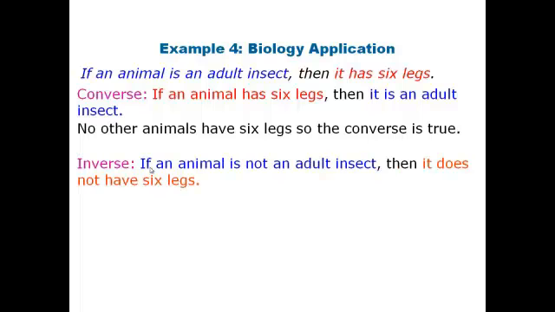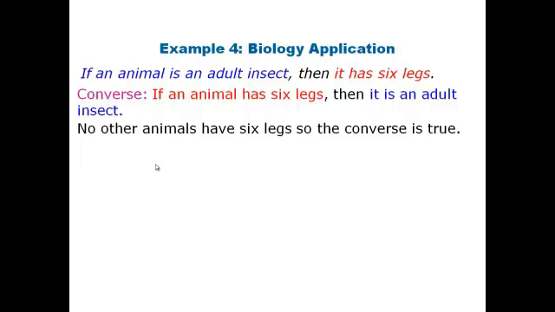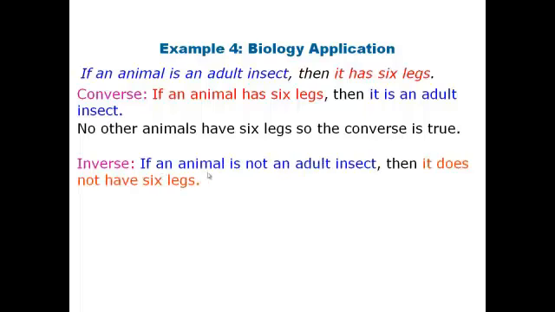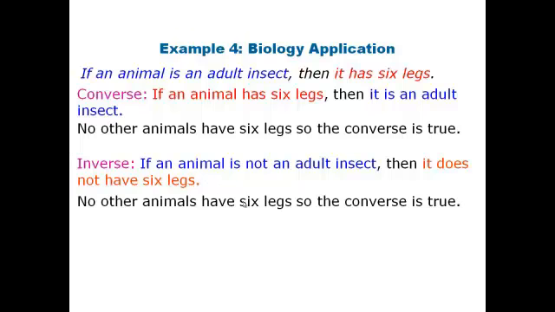The inverse. Oh, let me back it up again. I'm getting ahead of myself. Now remember, the inverse is when we negate it. We say if not P, then not Q. So go back to our original. If an animal is not an adult insect, then it does not have 6 legs. Let's see what they wrote. If an animal is not an adult insect, then it does not have 6 legs. Okay? So, is that going to be a true or false conditional statement? Well, no other animals have 6 legs, so the inverse is also true.